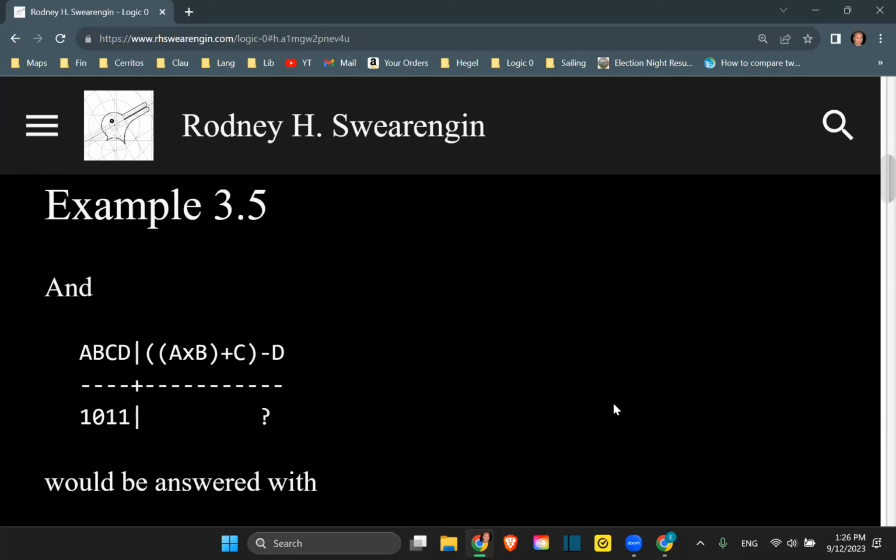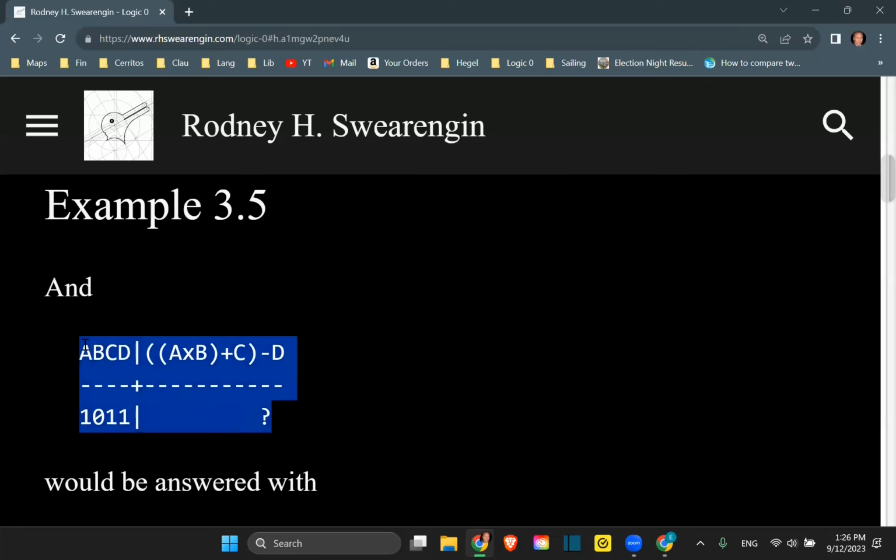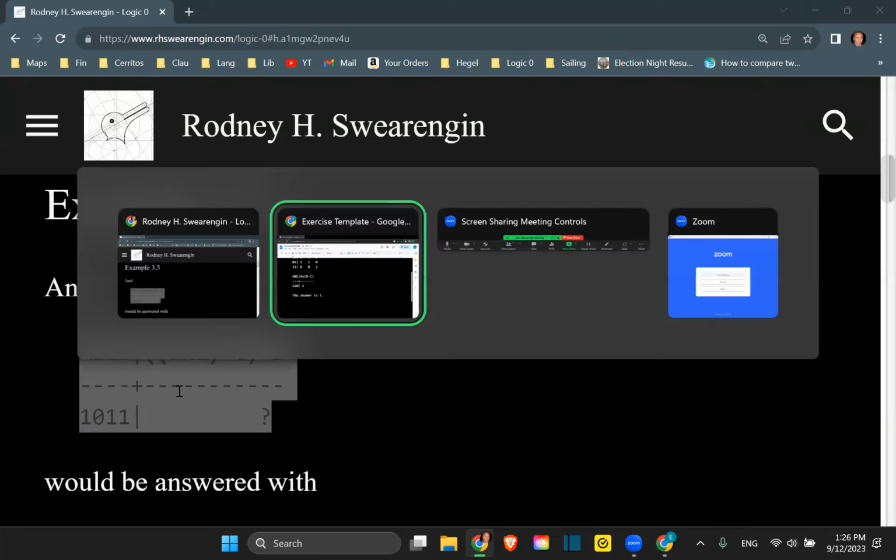Logic 0, example 3.5. Okay, now we have 4 variables and 3 unique operations. So we can have any number of variables, we can have any number of operations. Here we have the operations of multiplication, addition, and subtraction, and we have the 4 variables A, B, C, D. So this is still very similar to what we were doing before.